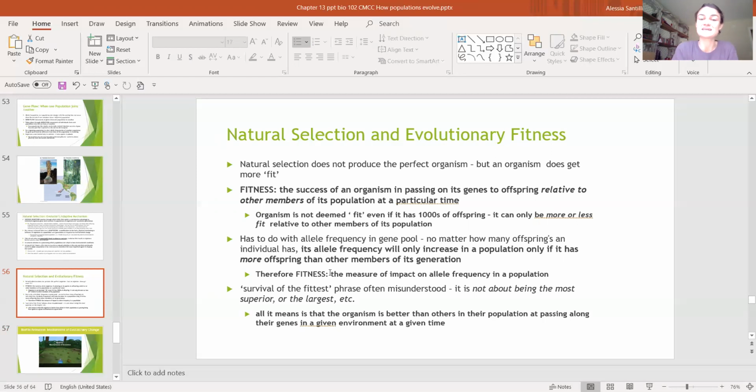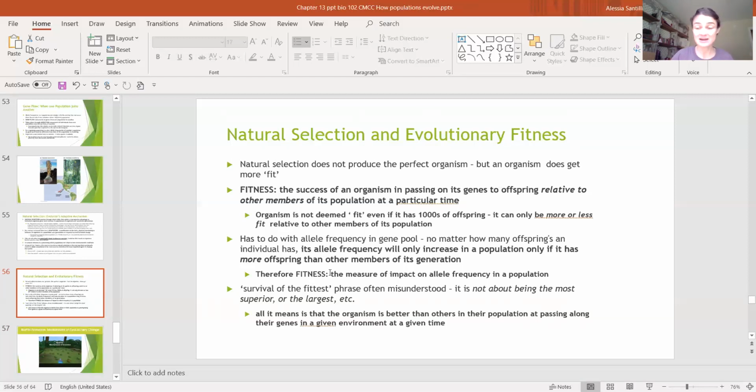So fitness is the success of an organism in passing on its genes to offspring relative to other members of its population at a particular time. So the more offspring you have compared to another organism, the more fit you are. Organisms are not deemed fit if they have thousands of offspring. They can only be more or less fit than their neighboring organisms, or basically their neighboring members of that population.